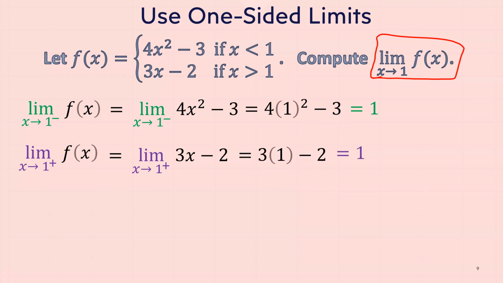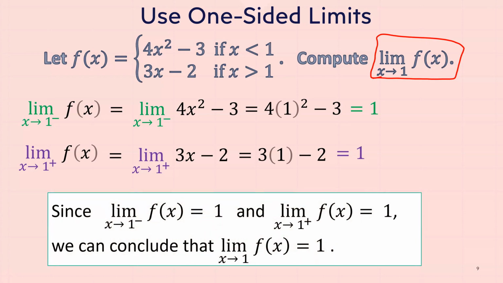So the left-hand side and the right-hand side have the same limit. So we can say that the function has a limit of 1 when x approaches 1, right? So when the left-hand limit and the right-hand limit are the same, we can conclude that the limit at that point is, in fact, that value right there, okay? And that is how we use one-sided limits.